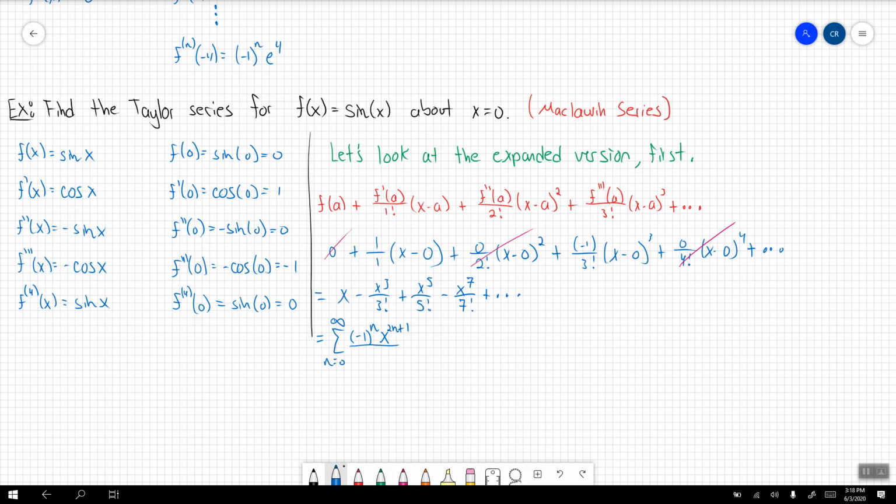Divided by the exponents' factorial. So that means my exponent was 2n plus 1, so this is 2n plus 1 factorial. There we are. This is your Taylor expansion for sine of x. Look at that. Isn't that now amazing?